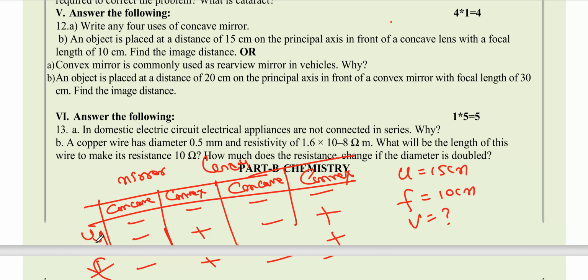U is object distance, V is image distance, F is focal length. U, let it be concave or convex, in all cases it is negative. V, image distance: negative, positive, negative, positive. In case of concave, negative; in case of convex, positive. Focal length, concave negative, convex positive. But V, remember, in all cases it is positive except one condition in your ray diagram, when the object is placed between F and P, because there we get the image virtual, behind the mirror.